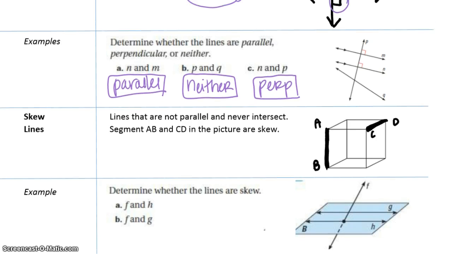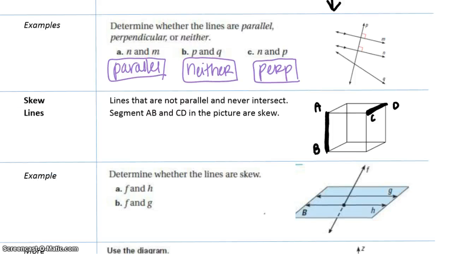Let's talk about skew lines. Skew lines are lines that are not parallel and they also never intersect. So if you look at this picture of this 3D object here, it's a cube, you'll see that segment AB and CD are never going to intersect. If I extend out this side of the cube forever and I extend out this side of the cube forever, they will never, ever, ever intersect. Plus, look at them. They're definitely not parallel, right? So not parallel and not intersecting at all.